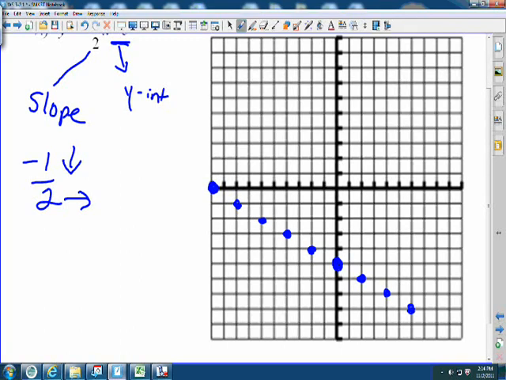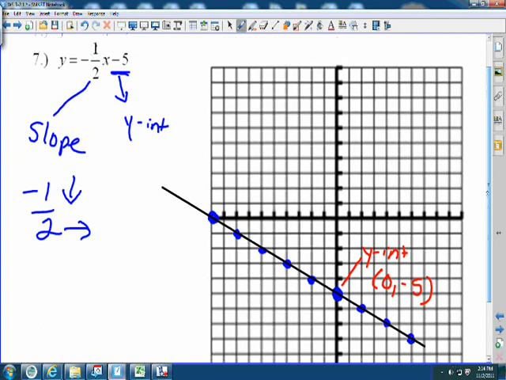I hit my x-intercept right there. So let me draw my line. Remember, this point right here is my y-intercept. That was 0, negative 5. And this one right here is my x-intercept, and it is negative 10, 0.